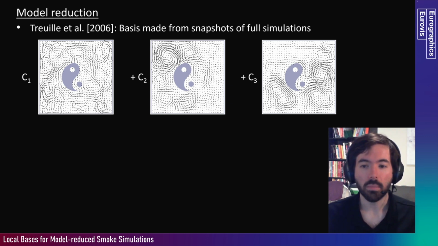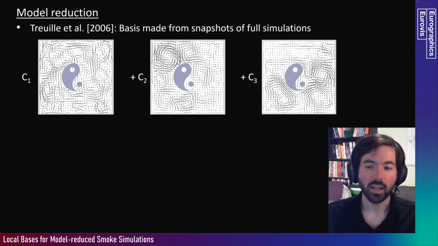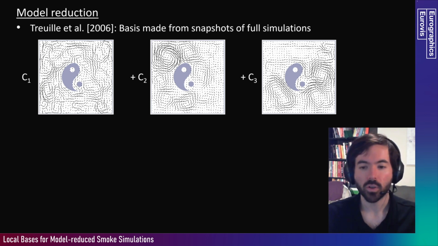This is nice because it makes sure that the velocity fields that we use in the basis sort of make sense for the simulation domain that we have. But it also means that we need to pre-compute a full-scale simulation to create the basis. So it sort of defeats the purpose a little bit.